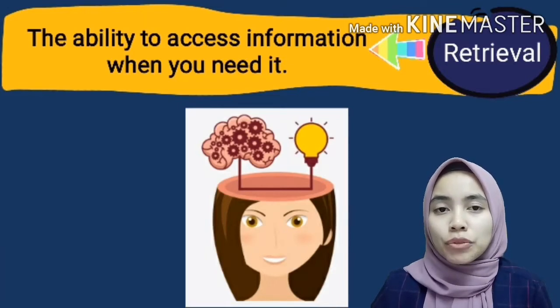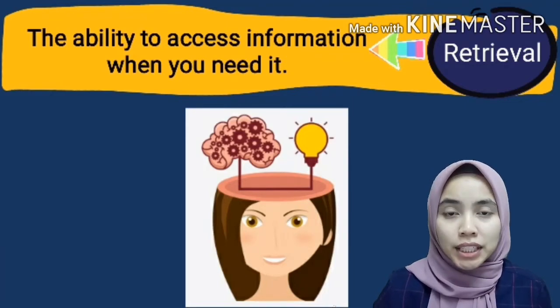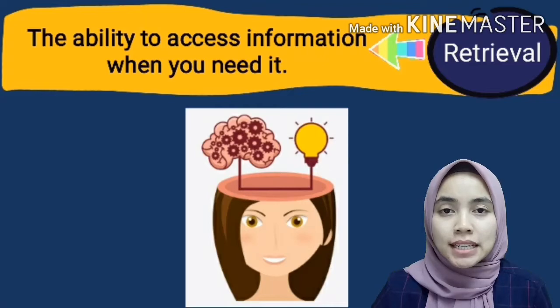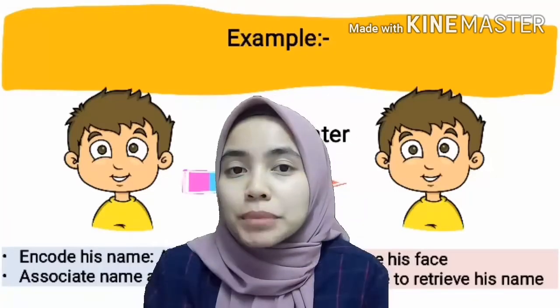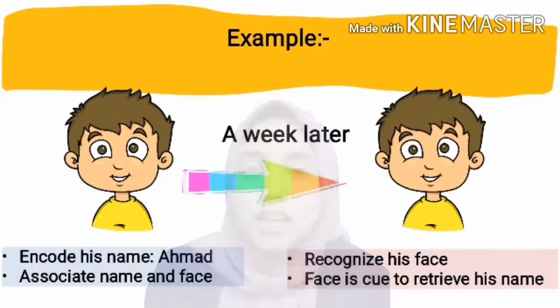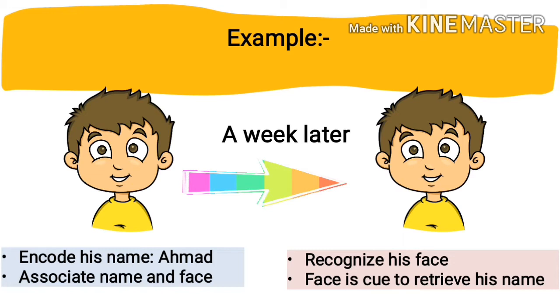For example, when you have already learned how to kick a ball, you can apply it during practice, tournament, or leisure time. Another example: if you meet someone for the first time, you need to encode his name, for example his name is Ahmad, while you associate his name with his face.